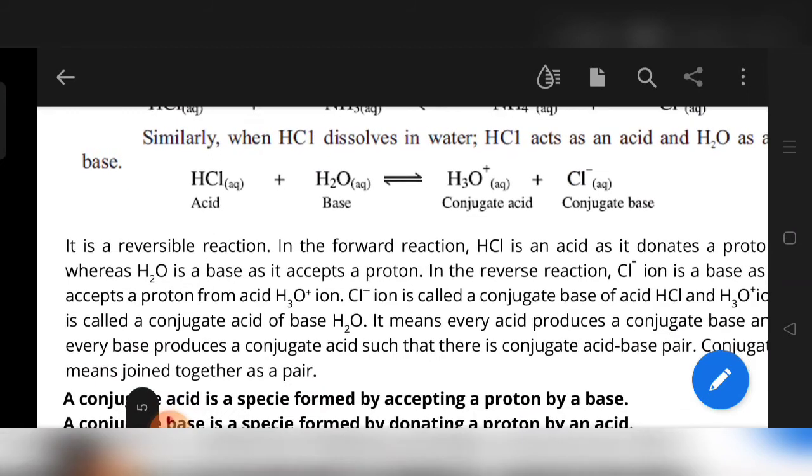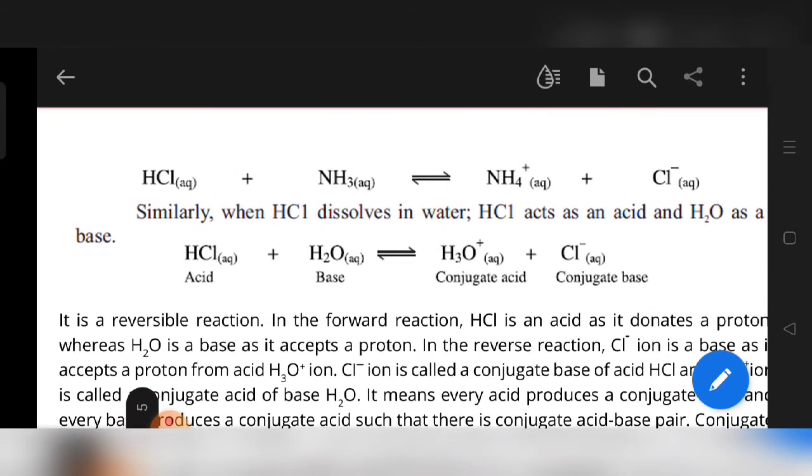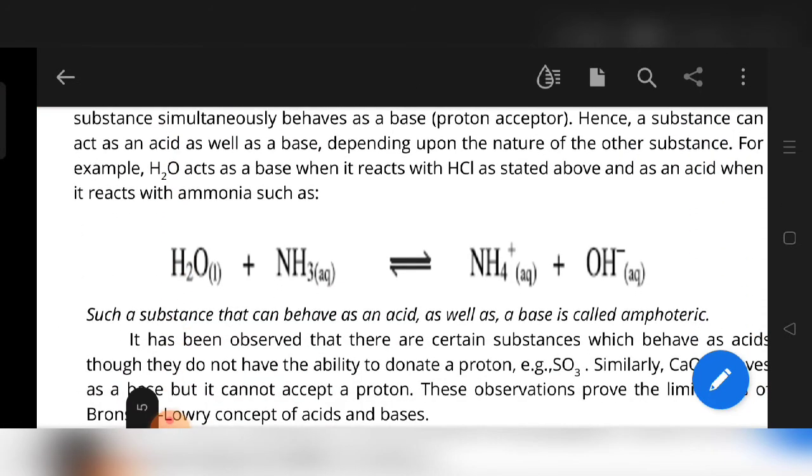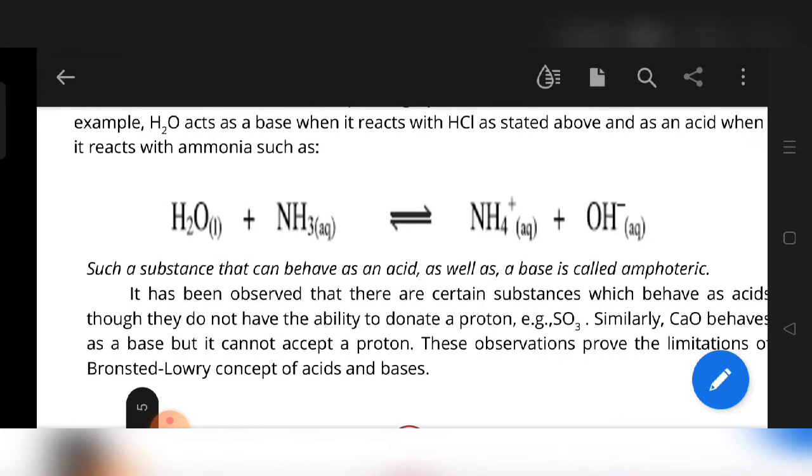Water, when it reacts with HCl, acts as a base, and when it reacts with ammonia, it acts as an acid, because in this reaction water donates a hydrogen ion to ammonia and converts into a hydroxide ion. Such a substance that can behave as an acid as well as a base is called amphoteric.